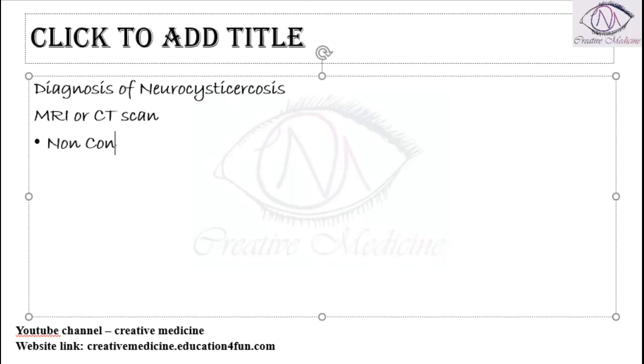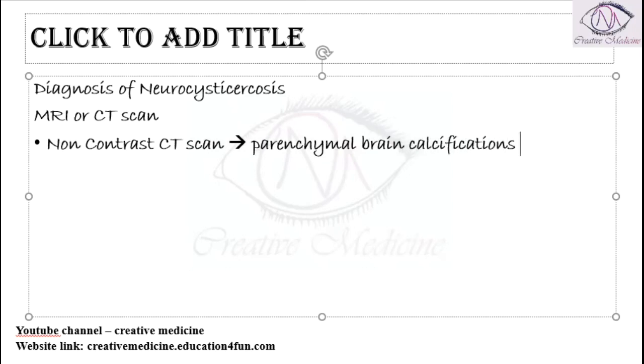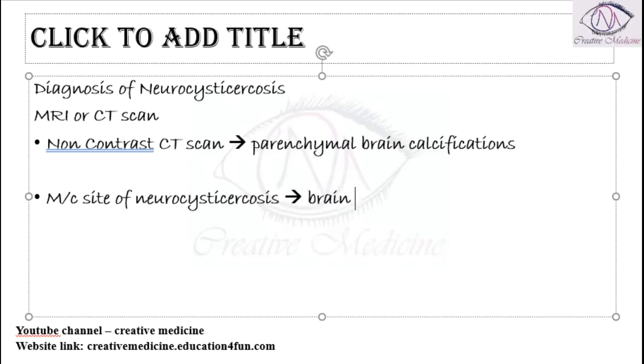Mainly in the non-contrast CT scan, we can see that in patients with neurocysticercosis, parenchymal brain calcifications are more commonly seen. And if it is asked, the most common site of neurocysticercosis is the brain parenchyma.